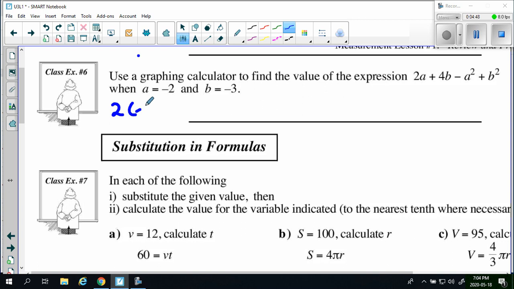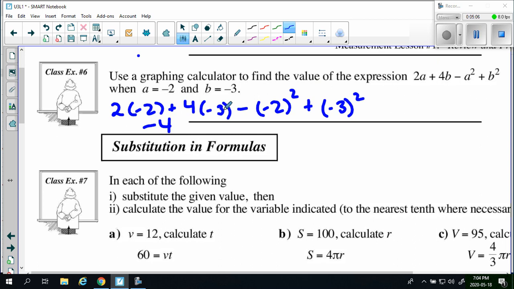So 2 times a, which is -2, plus 4 times v minus a squared, so -2 squared, and we put it in brackets, plus negative 3 squared. So just be careful as to what happens to all the signs. So this is still negative 4. This is negative 12. This minus lives, but that minus dies, because if you square a negative, it's positive again. And that negative dies as well. So we're looking at negative 4 minus 12 minus 4 plus 9, which is negative 11.